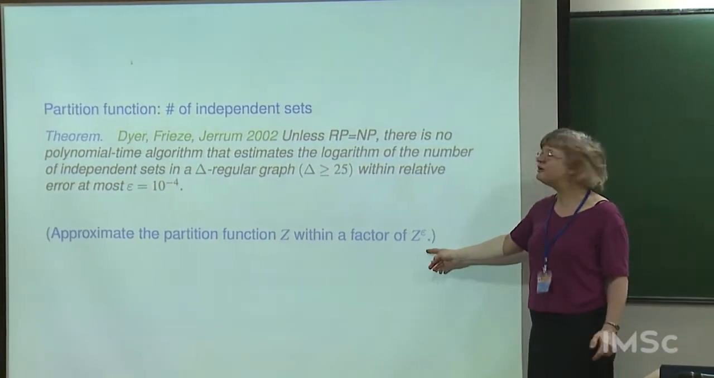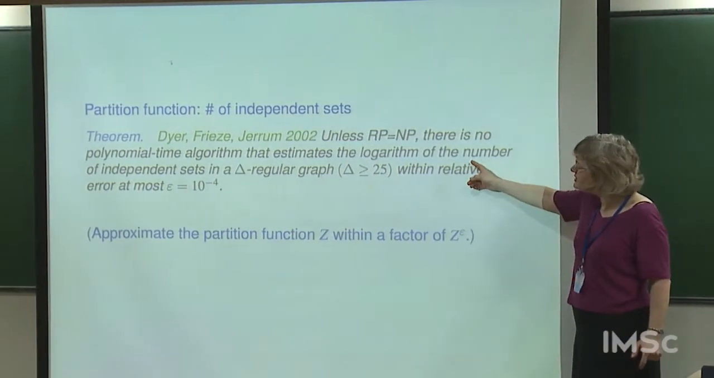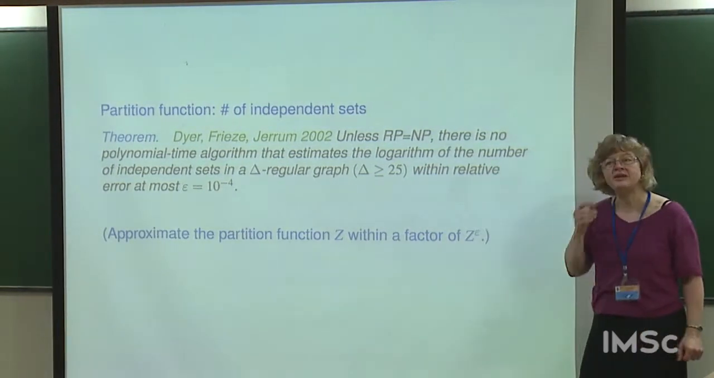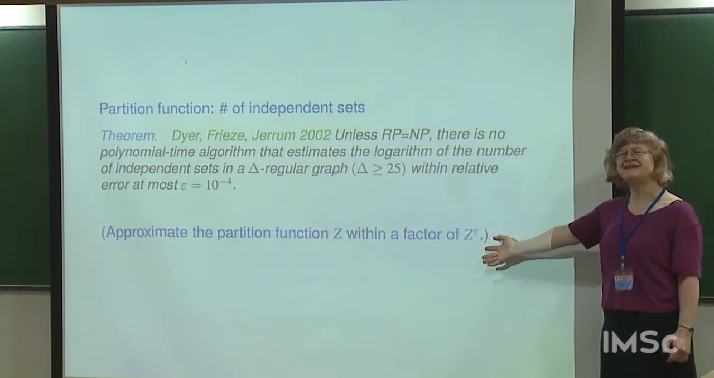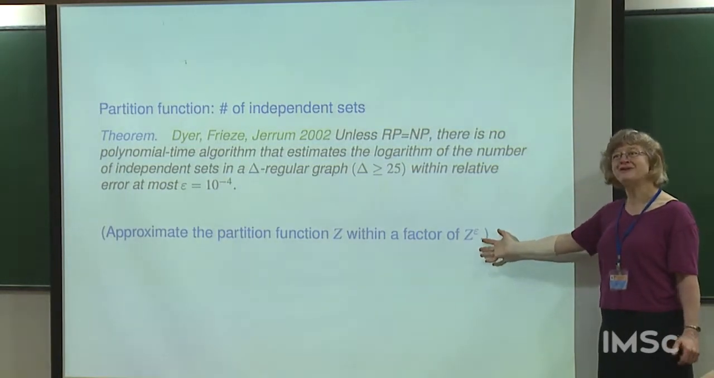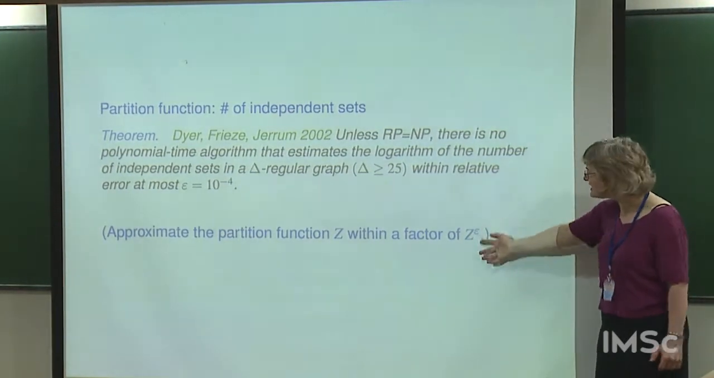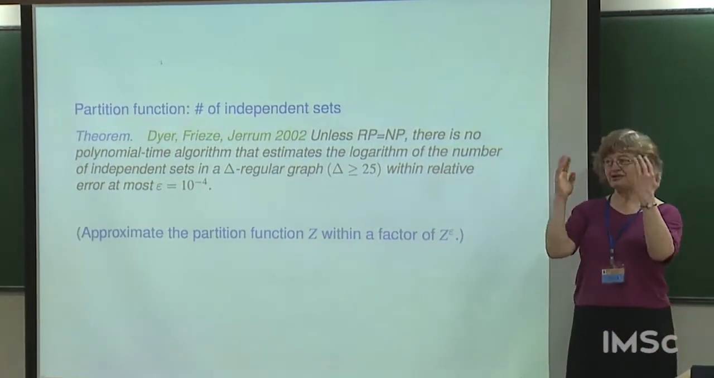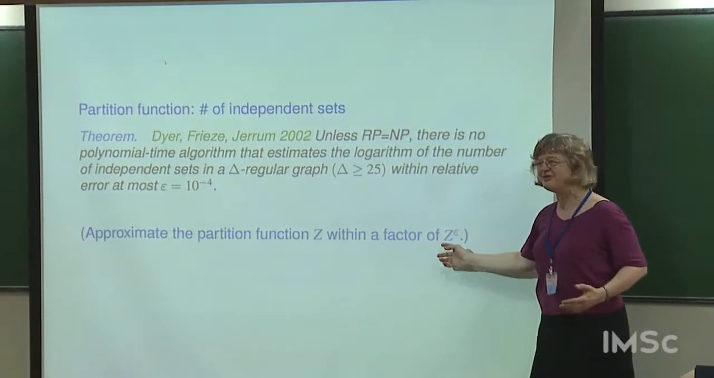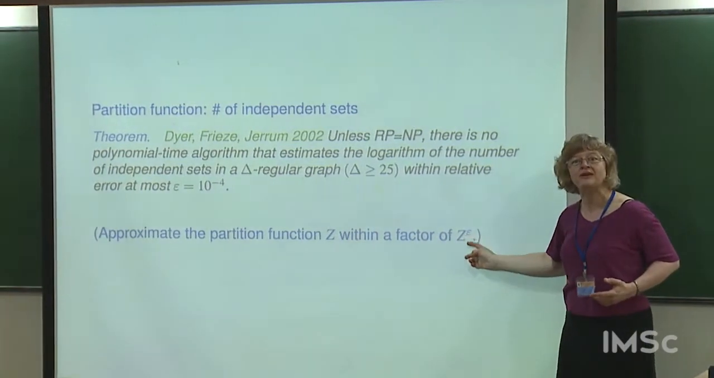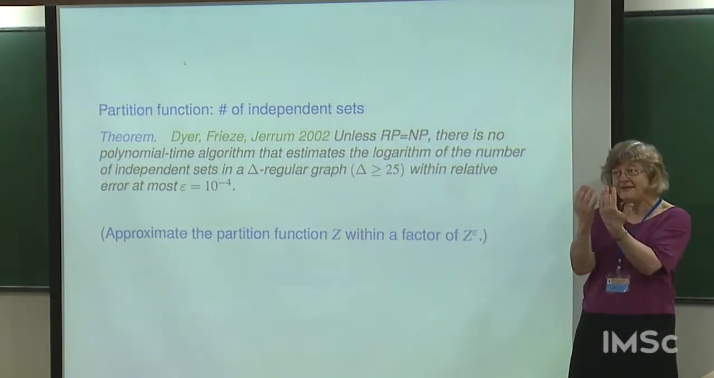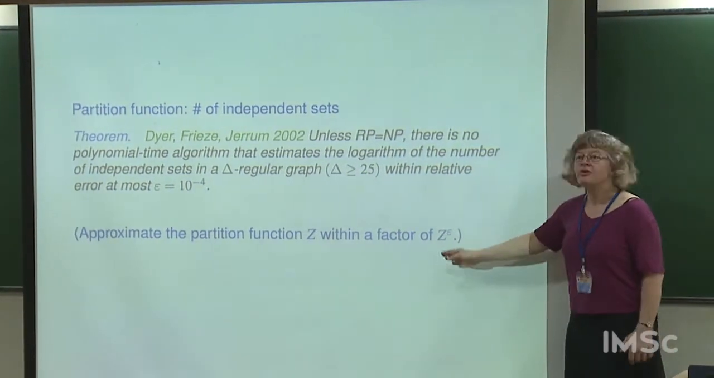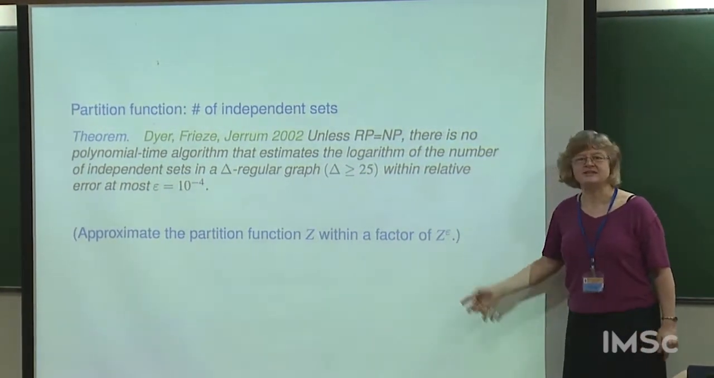One remark. They showed it's hard to estimate the log within 1 plus or minus epsilon. And of course, that's interesting because that's a really crude approximation. That's like saying estimating the partition function Z within a factor of Z to the epsilon. So this is an exponentially big quantity, so you're not able to get even within an exponentially big factor. And we're going to come back to that because this changes in some contexts.